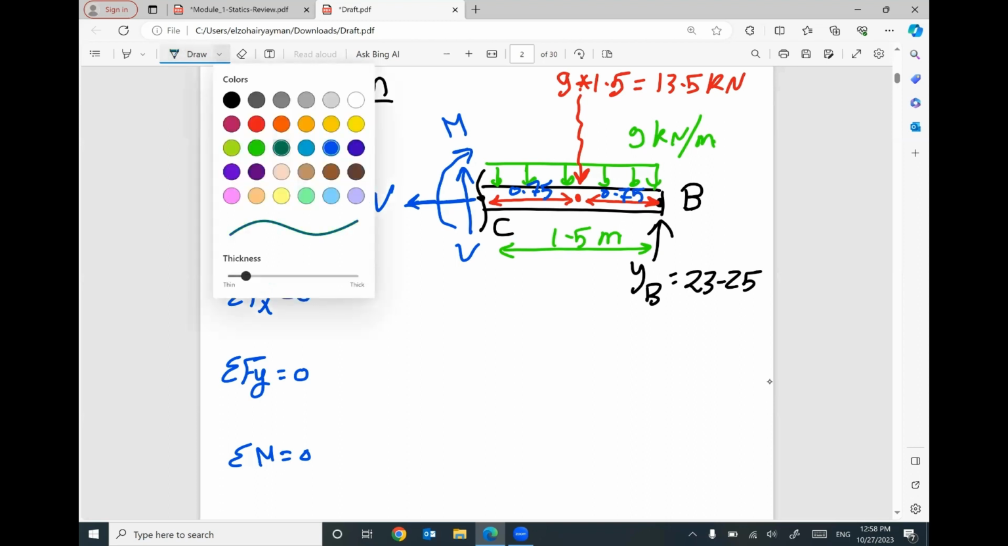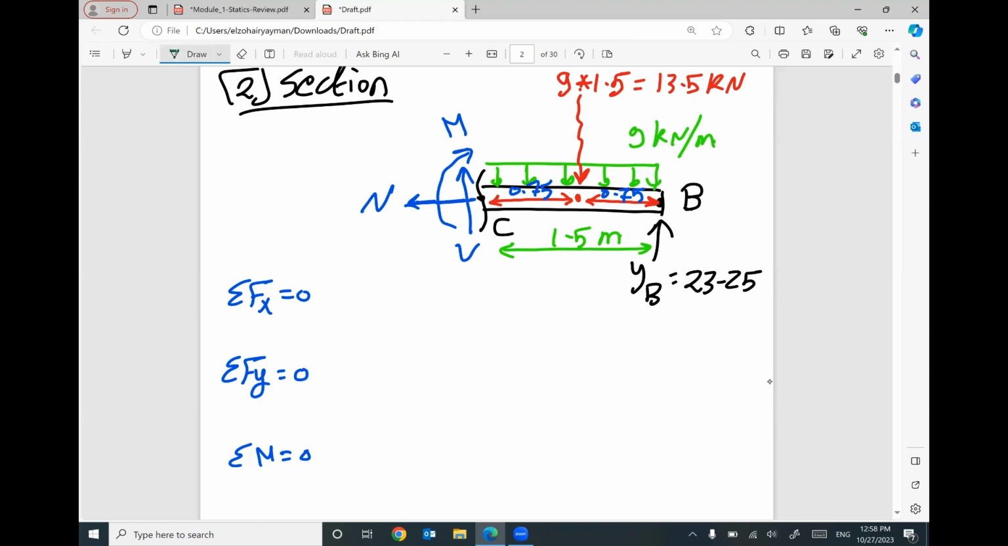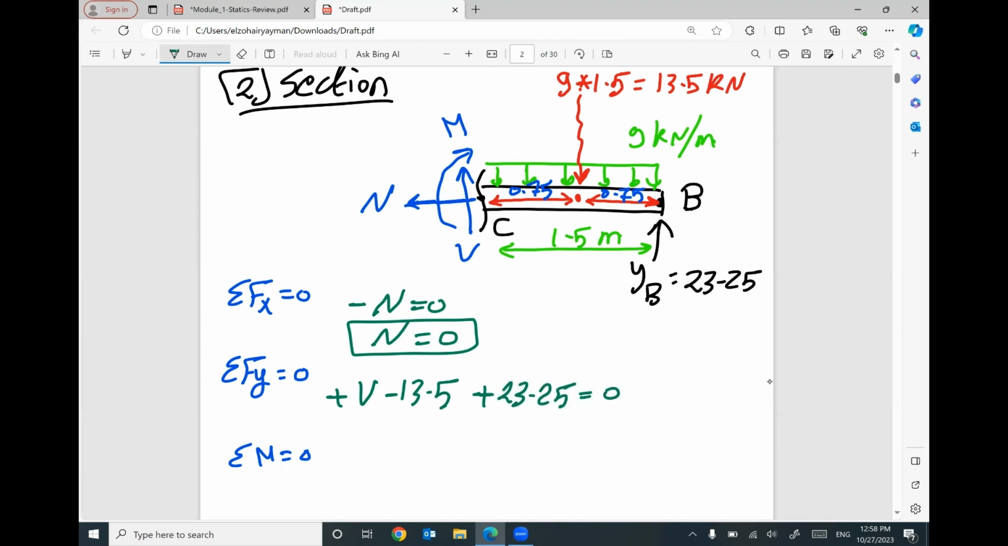Then we are ready. Summation f of x equals 0. We have only negative capital N equals 0. So capital N will be 0. Summation f of y equals 0. We have positive V, we have negative 13.5, we have positive 23.25 equals 0. So your capital V will be negative, how much? 9.75 kilonewton.